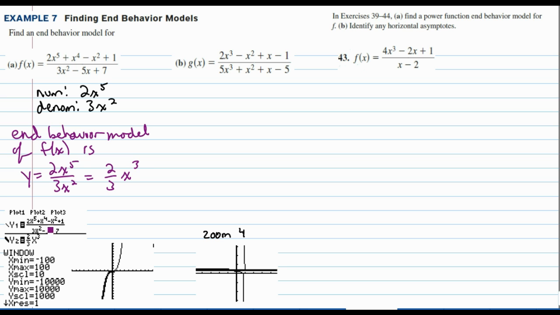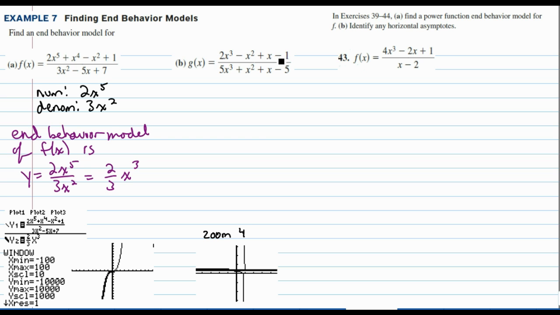So what I did then is I took y1, the rational function in full, and in y2, the end behavior model, and I found a window large enough, like a really, really large window, to make the two graphs look the same. They look very different until you get big enough, so that until you squint, you can't really see the difference between the two. They're graphing to be the exact same function.